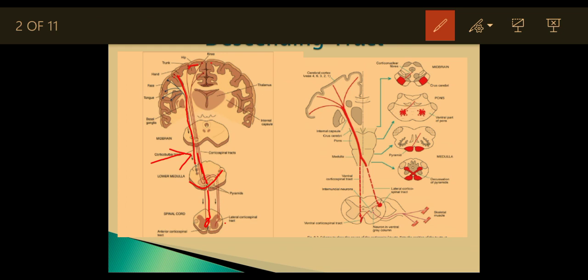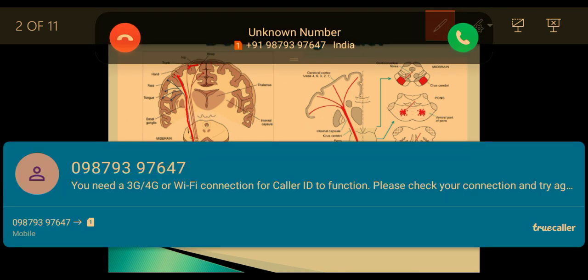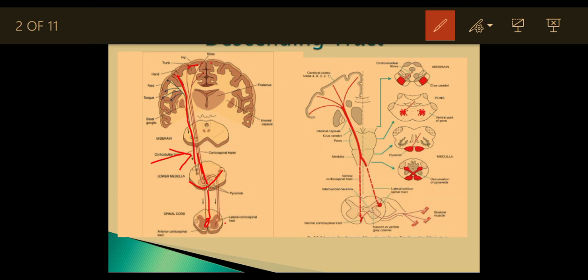So then after it is terminated in the nuclei which are present at the brainstem level, what are the fibers which emerge from this lower motor neuron in the course of the corticobulbar tract? They innervate the muscles or structures of the head, neck and face, and they regulate the movement of the head, neck and face. And what are the fibers which emerge from the corticospinal tract? They regulate the body movement. So that is the basics of the descending tract.